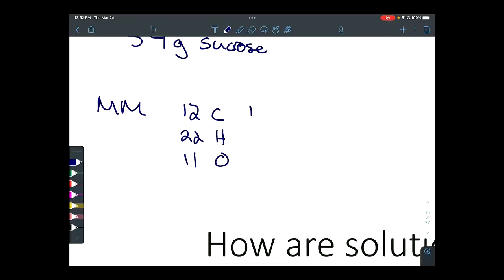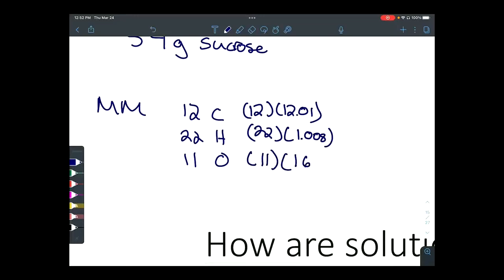All right, so 12 carbons times 12.01, 22 hydrogens times 1.008, and then 11 oxygens times 16.00. And then you just add all those values up. Did I write it down? Yes, I did. All right, so if you add all those numbers up, you get 342. I'm just going to round it, 342.3.